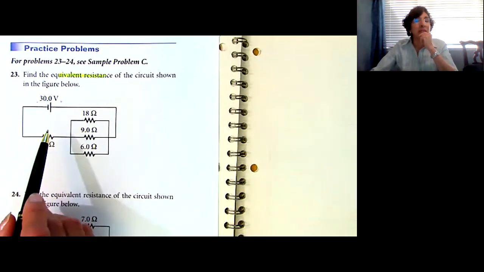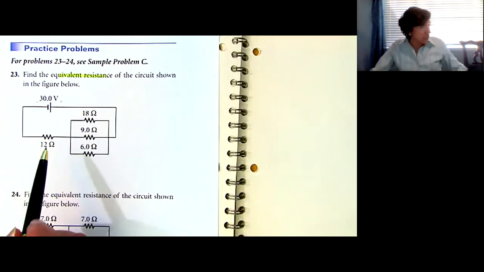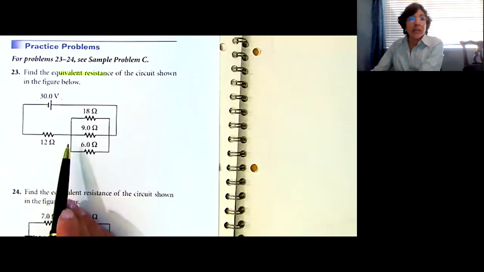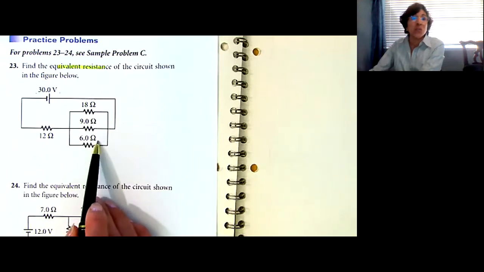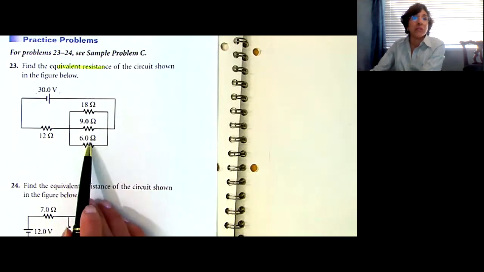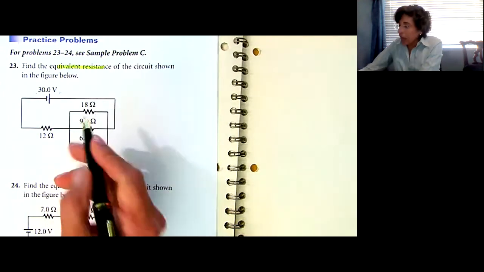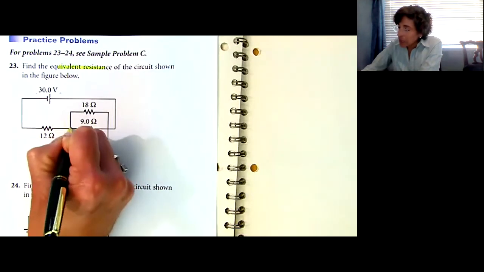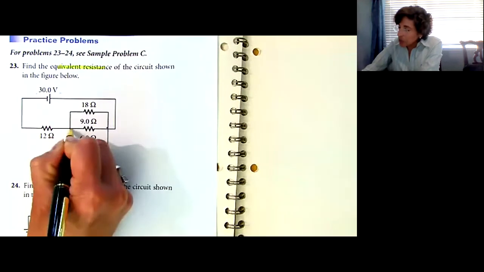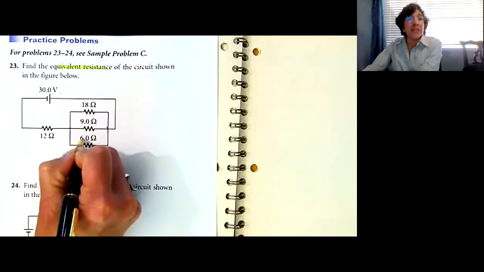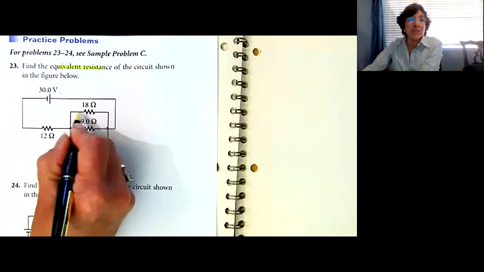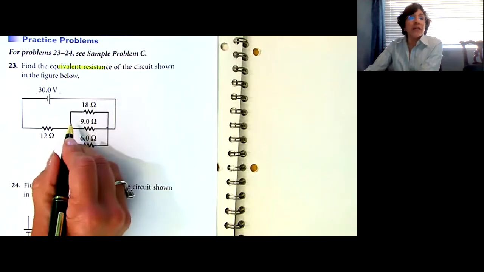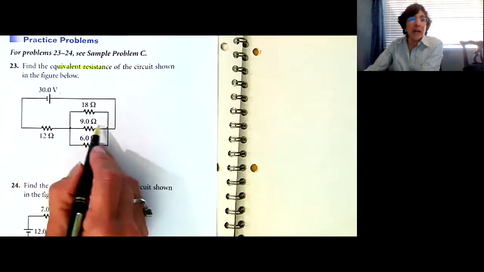We need to figure out what that is, knowing what we know about series and parallel. So I look at this and I can see that the 18 ohm, the 9 ohm, the 6 ohm are in parallel. How do I know that? Because this node is the same as this node, and this node is the same. So the 6, the 9, the 18 are all connected to the same node right here. These lines could just be all smushed together. And the same thing on this side, they're all connected.